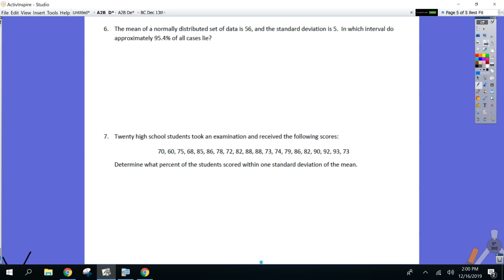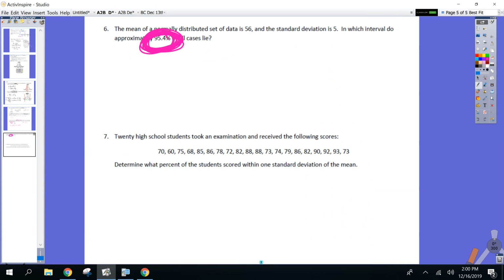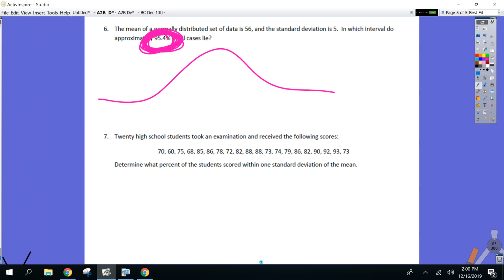Normally distributed. Mean is 56, standard deviation is 5. Which interval do approximately 95.4% of all cases lie? Your calculator's not going to do this one when they're given the percent. Oh, how about that percent? 95. So that tells me it's got to be within what? -2 to +2. That's what this problem's telling me with the 95%. From -2 to +2. So a quick little sketch of our own curve.